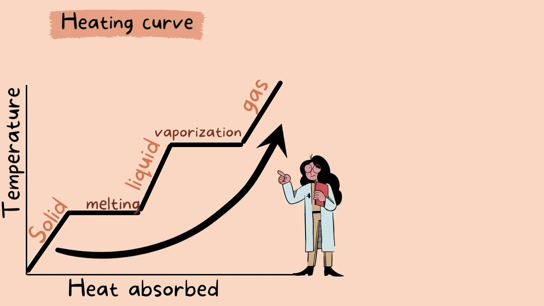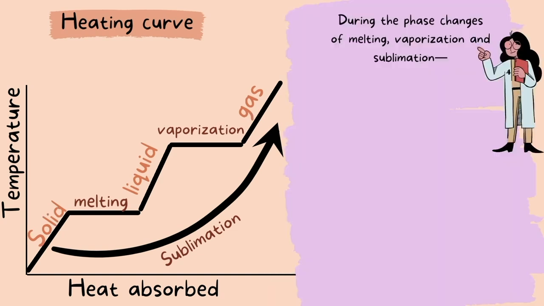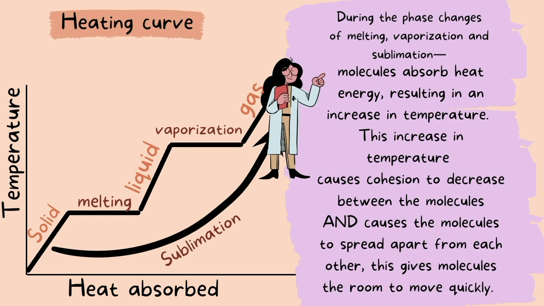And of course, we can't forget solid to a gas is sublimation. So the molecules here are quickly going from vibrating in place to moving around freely and quickly. Again, just want to emphasize the main points on a heating curve during the phase changes, including melting, vaporization, and sublimation. The main points are molecules absorb heat energy.